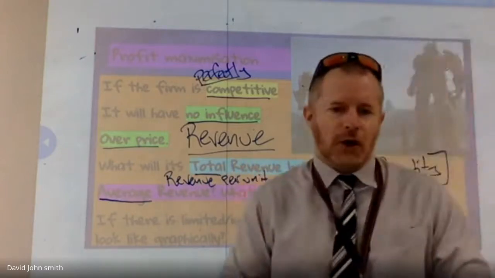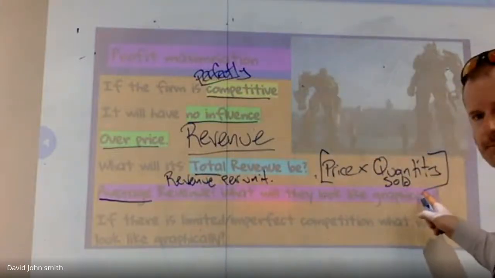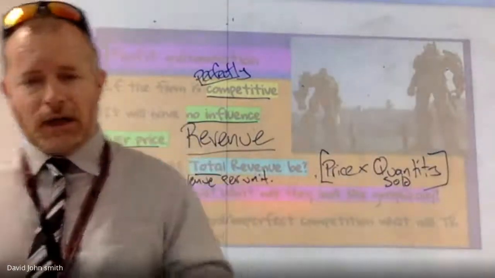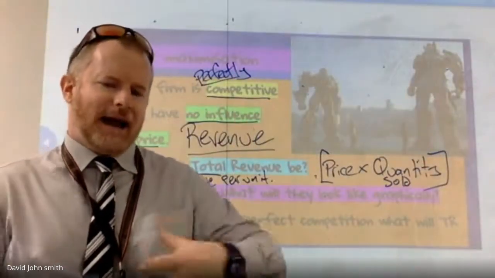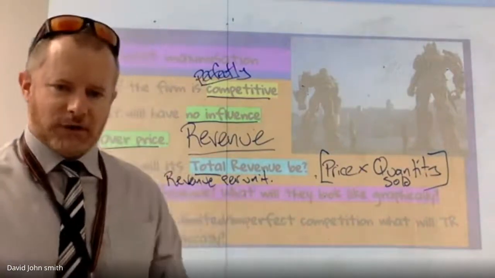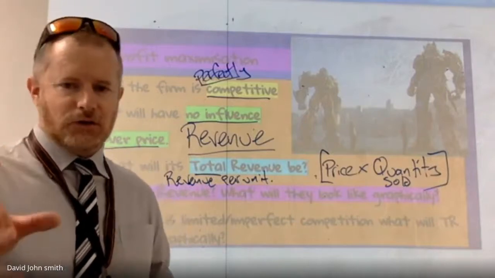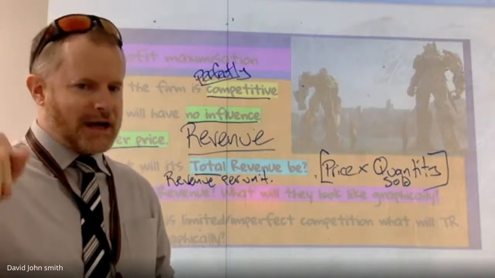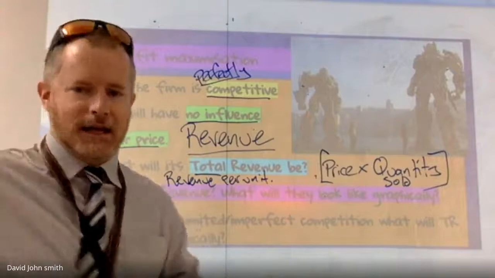So if you had total revenue, price times quantity, and you were wanting to work out what the revenue would be per unit, we need to figure out how to do that. So how would you work out average revenue? What do you think it is going to be? I'm going to give you 30 seconds, maybe less, because some of you have already figured this out. Work out how to calculate average revenue. Ready? Go.